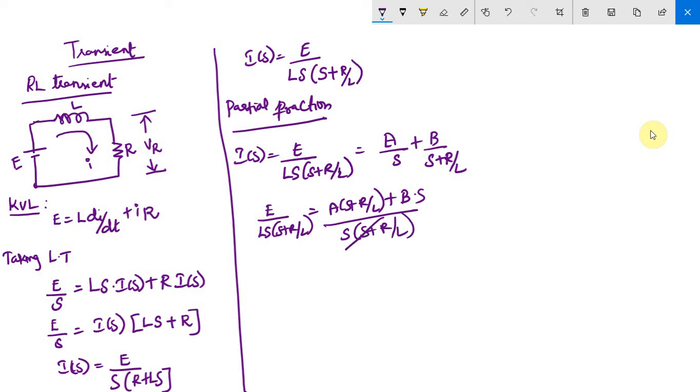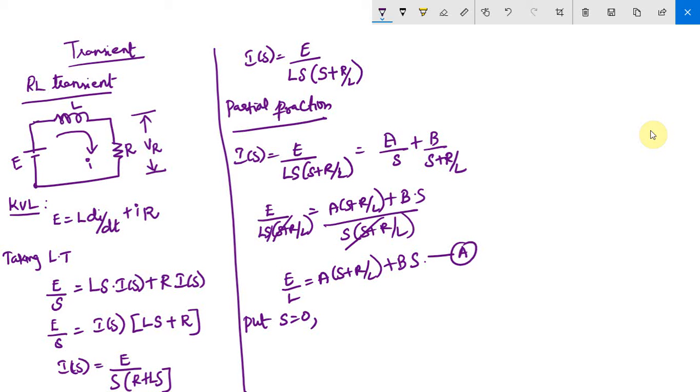So here the denominators will get cancelled, right? So we get E/L = A into (s + R/L) plus B into s. Now I am going to substitute s = 0. Let me name this equation as A. What happens to equation A?